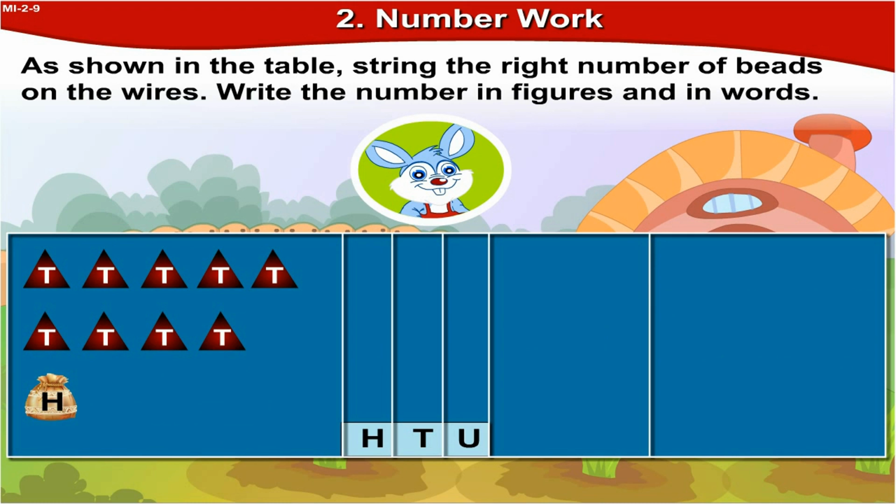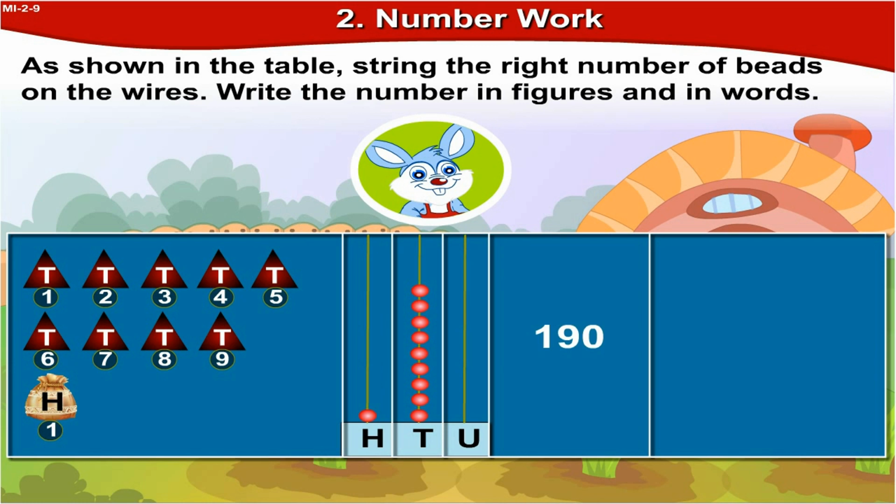Now the next picture, first we'll count the tens. 1, 2, 3, 4, 5, 6, 7, 8, 9. 9 tens and 100. There is no units. So, at the hundreds wire, we'll make 1 bead. At the tens wire, 9 beads. And at the units wire, no bead. Which means it is 100, 9 tens and 0 units. So in figure, it is 190. In words, it is one hundred ninety.